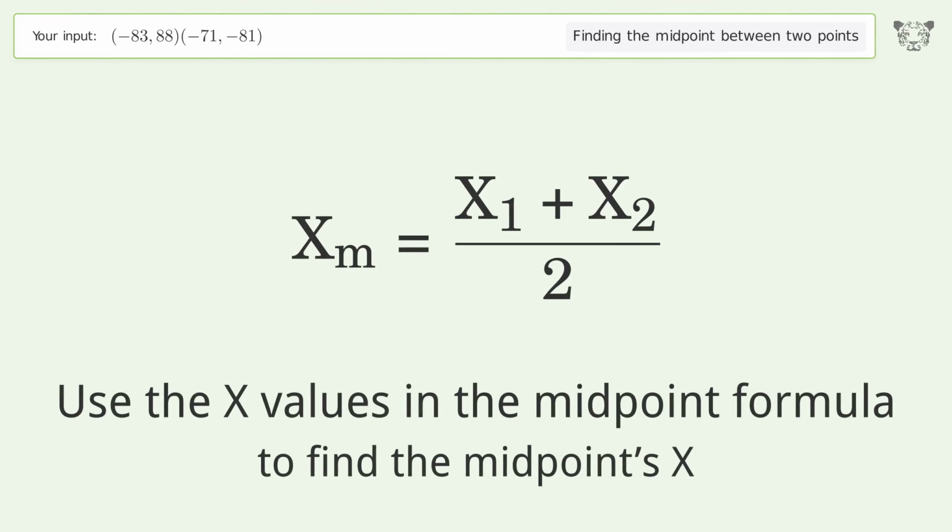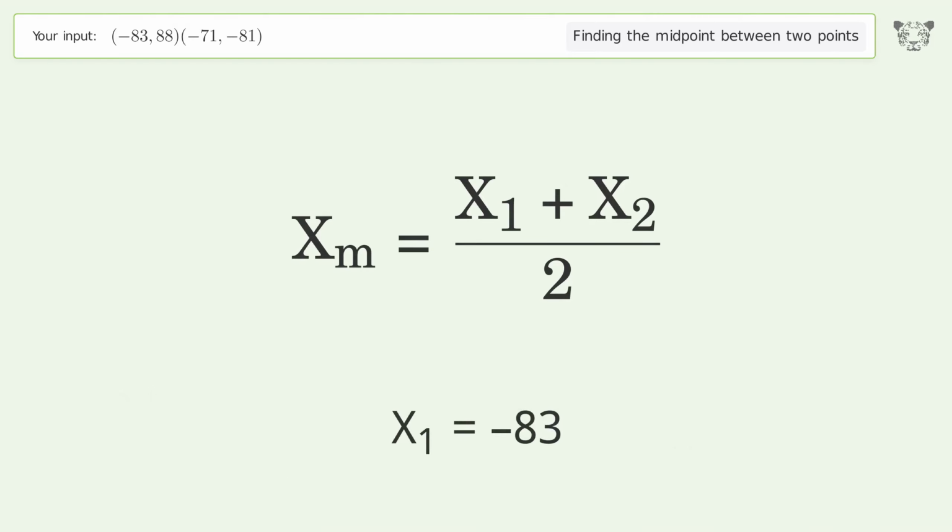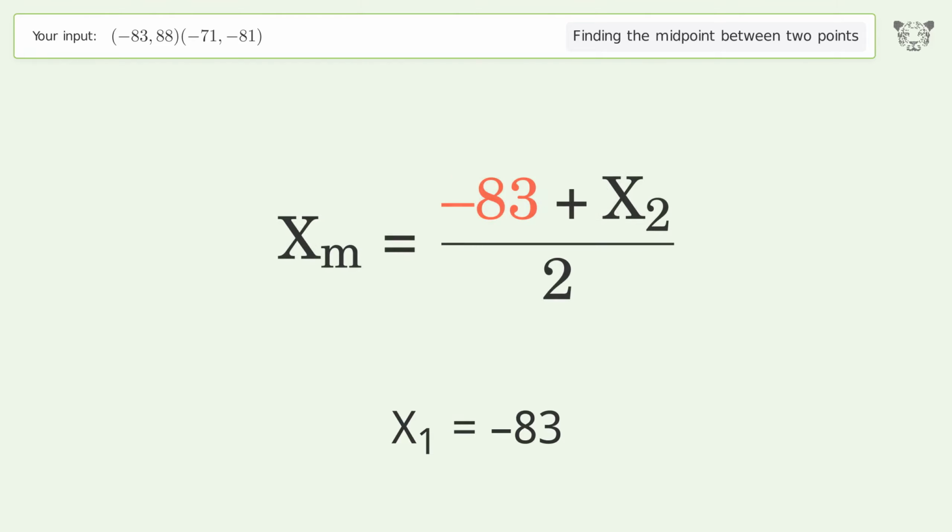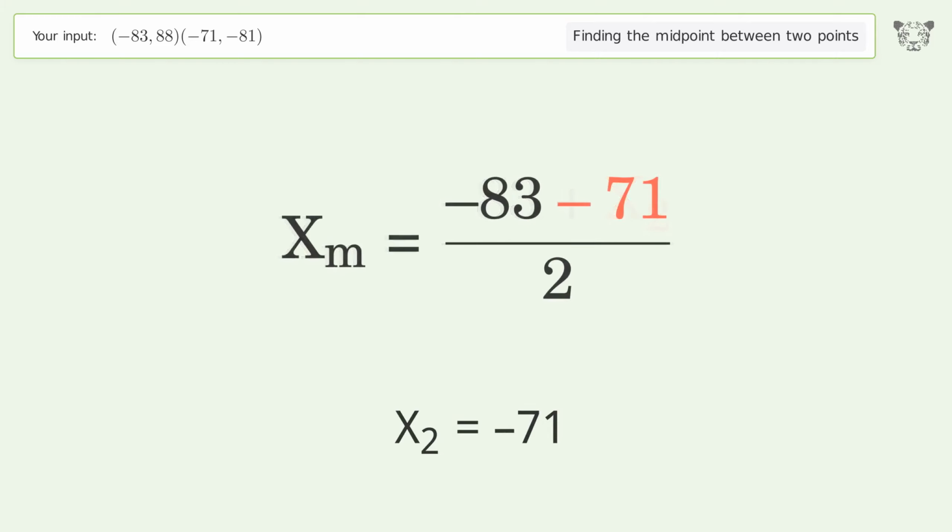Use the x values in the midpoint formula to find the midpoint's x. x1 equals -83. x2 equals -71. Simplify the arithmetic.